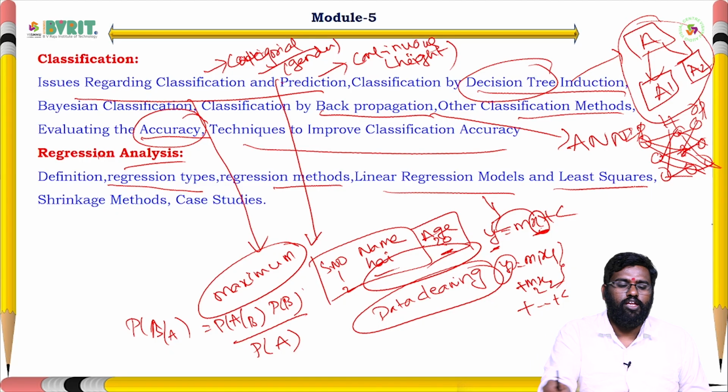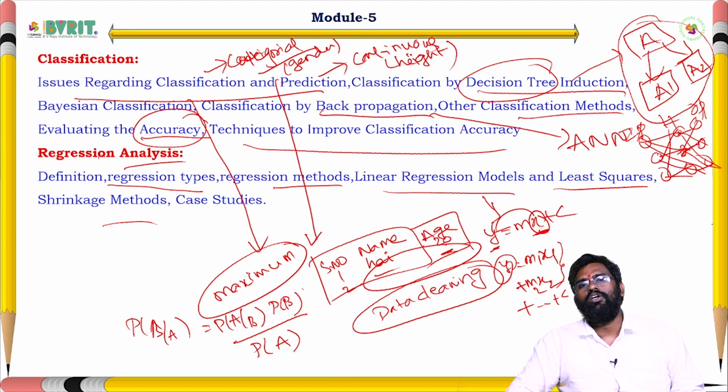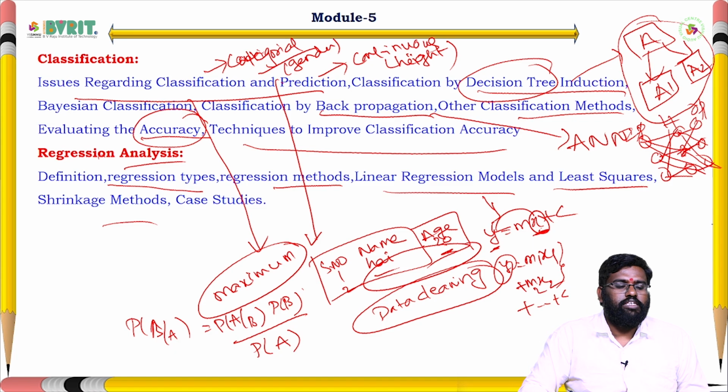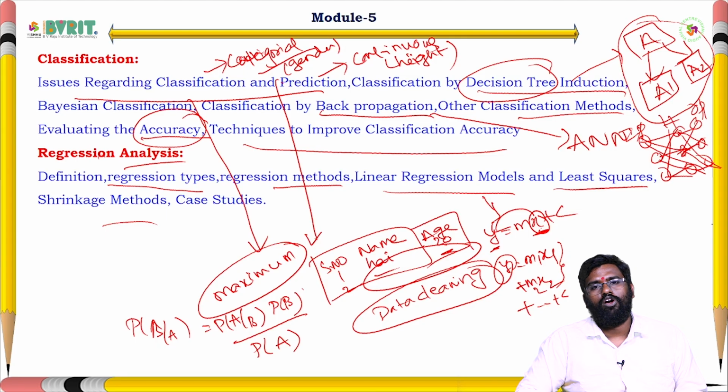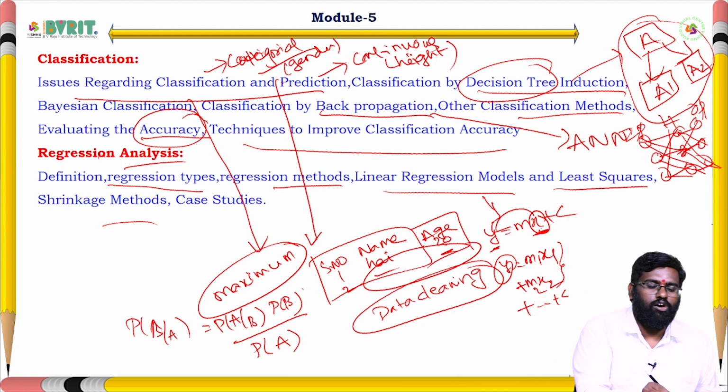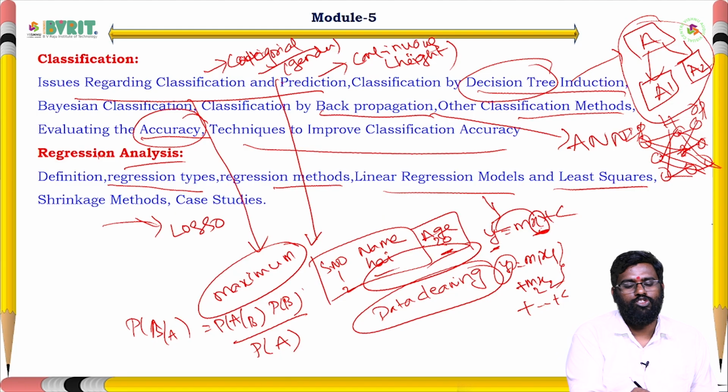Next one, least square and shrinkage methods. Least square is used to identify the squared error. What is the maximum squared error that will be there? The error will be identified by using the least square method. Shrinkage methods means the combination of methods. Poisson regression and these are different types of regression concepts, and the combination of lasso regression and ridge regression.